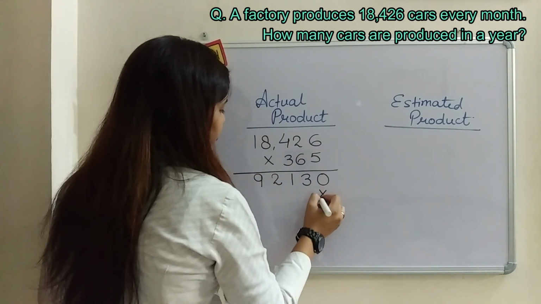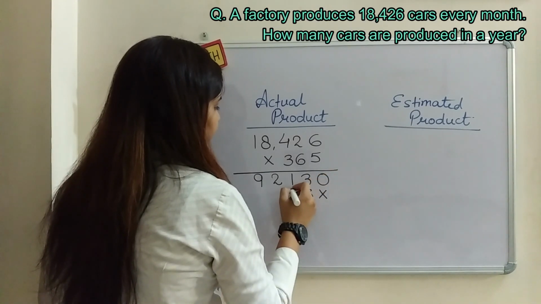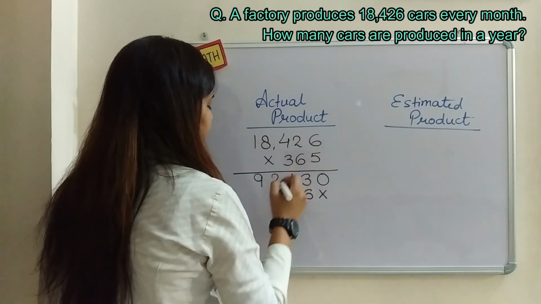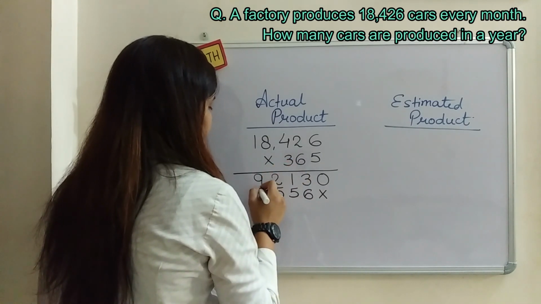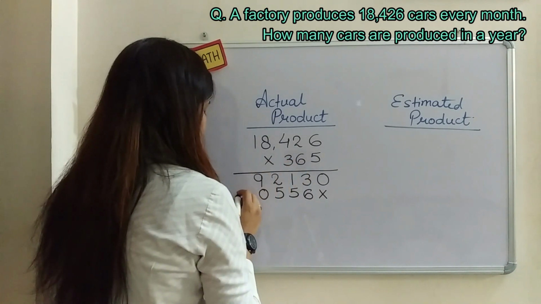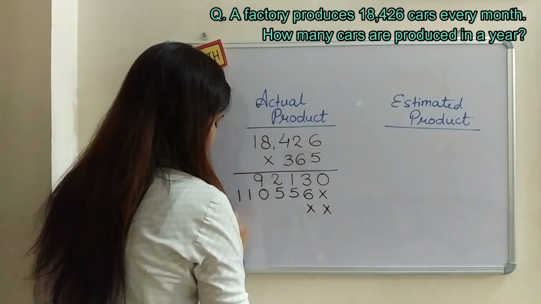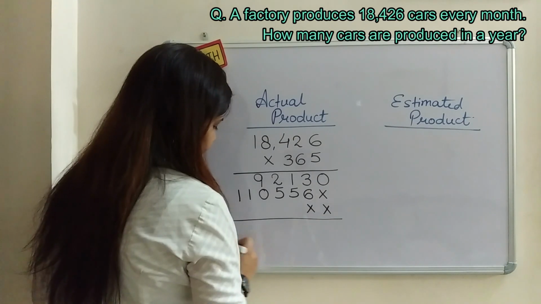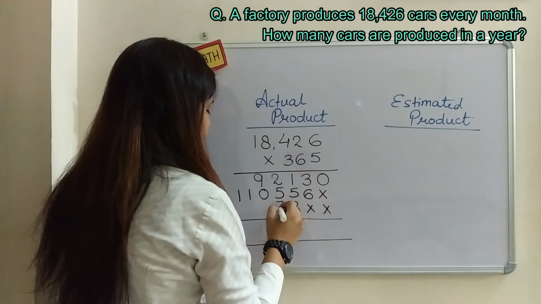Then we need to put a cross here. 6 6s are 36, 15, 25, 50, 11. One more cross together. 18, 7.